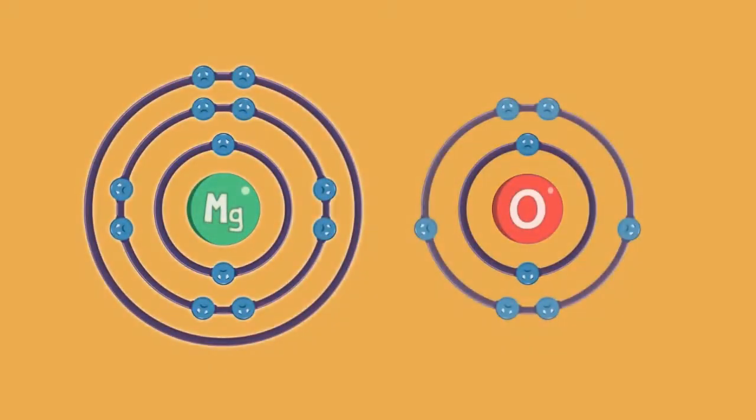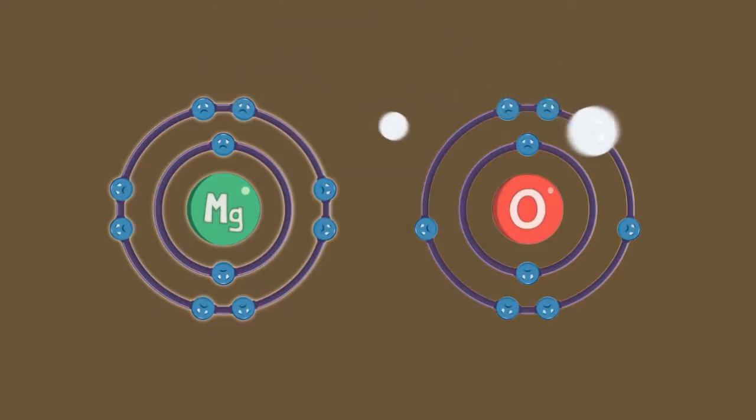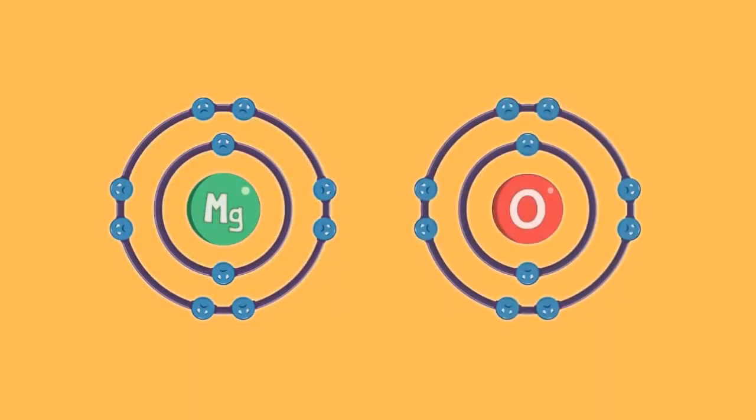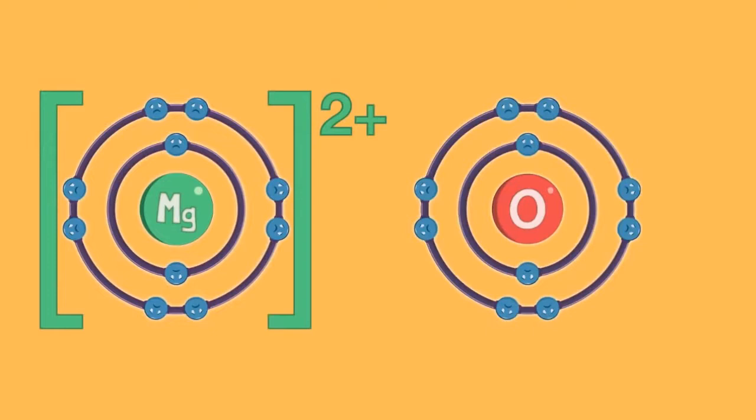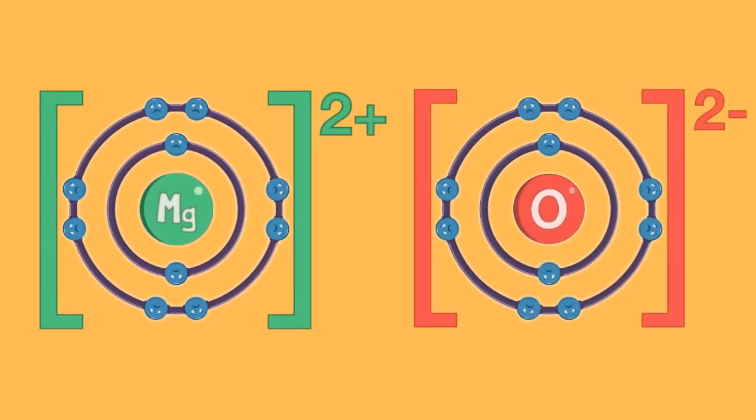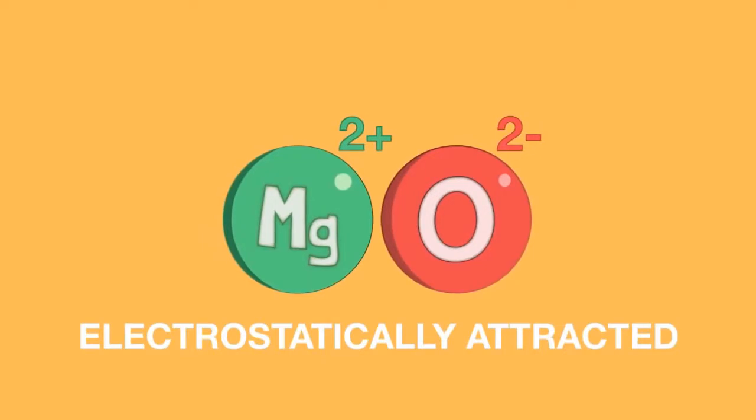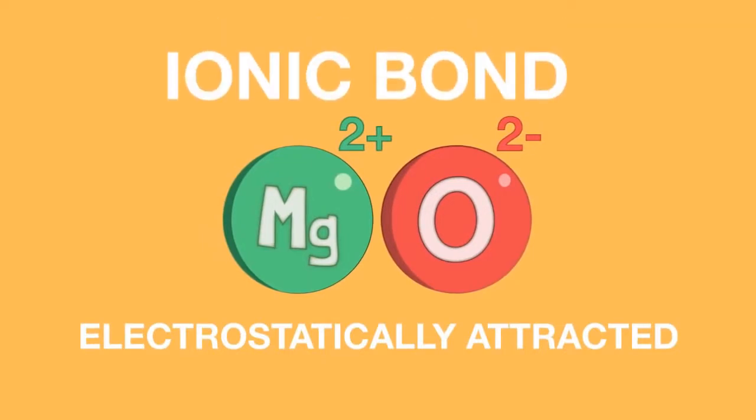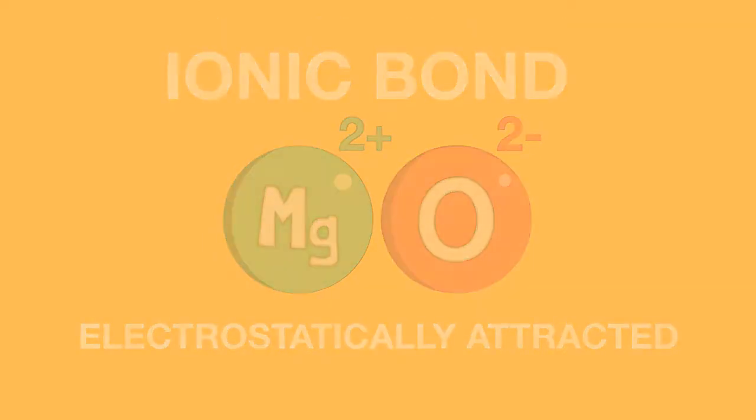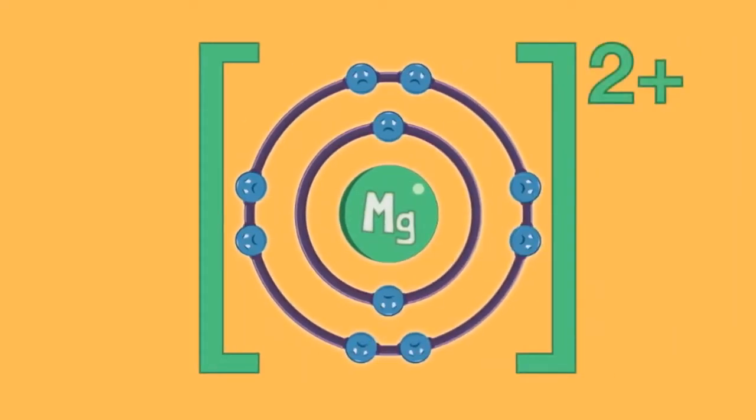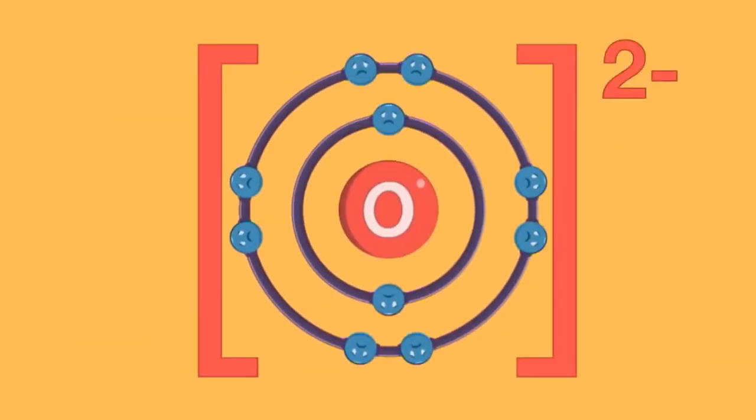Magnesium transfers its 2 valence electrons to oxygen, forming a magnesium ion and an oxide ion. The resulting ions are electrostatically attracted to one another, forming an ionic bond. Did you get this right? Did you remember to include the charges on the ion?